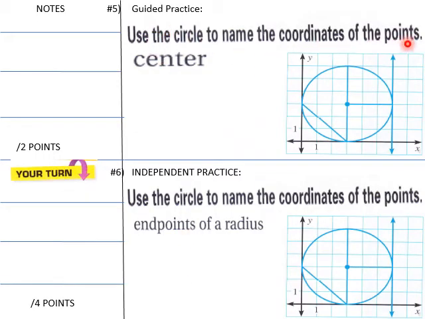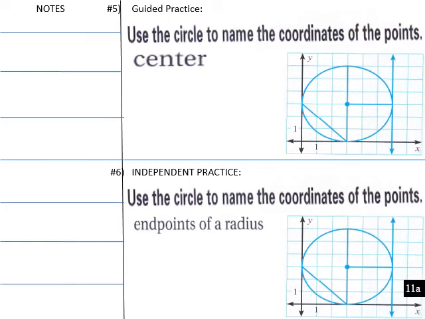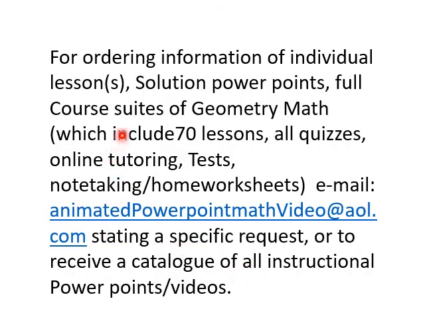Use the circle to name the coordinates of the points. So what is the coordinates here of the center for this one? And then use the circle to name the coordinates of the endpoints of a radius. So we have a radius here, a radius here, a radius there. That's not a radius. This would be a tangent. Okay, 3, 3 are the coordinates of the center. 3, 3, 1, 2, 3, 1, 2, 3. And then the endpoints of a radius. I'm going to let you do that, students.